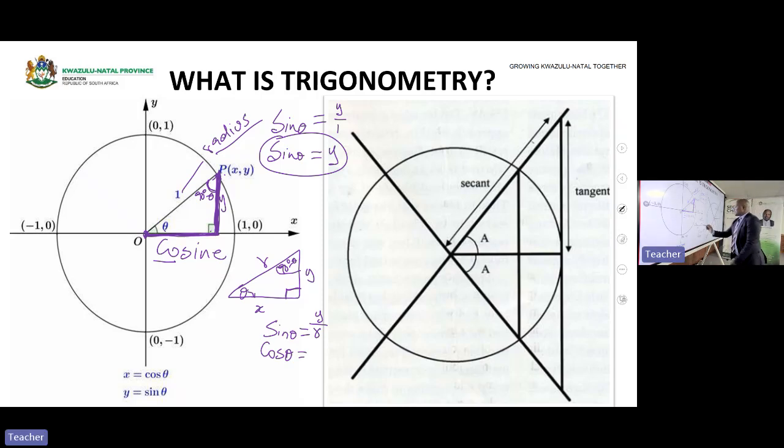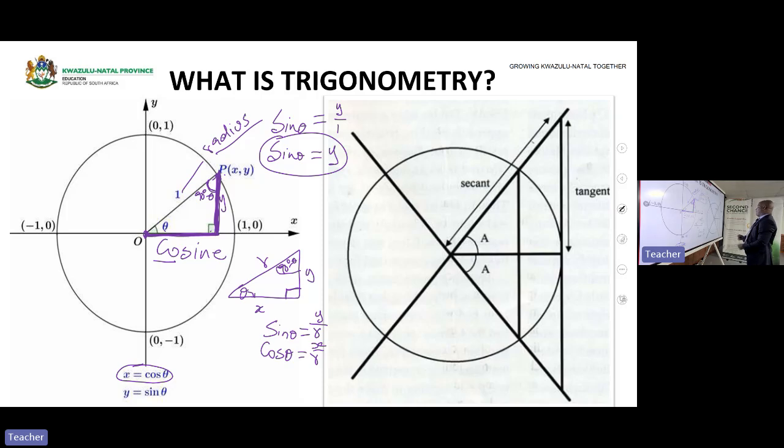Now, cos of theta here will be what? X over r, which is the definition of cos, whereby if our r is equal to 1, our cos will be equal to x. What then does it mean? The distance of the adjacent side to an angle will be determined by cos. That's what they mean by that.